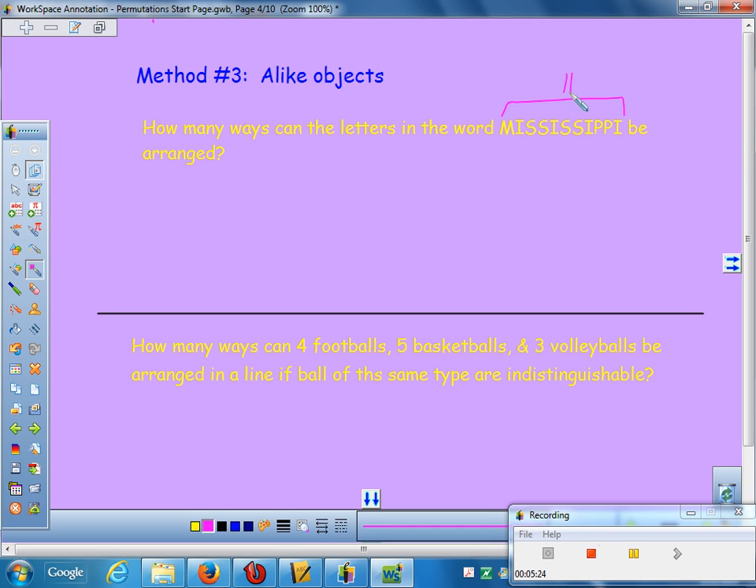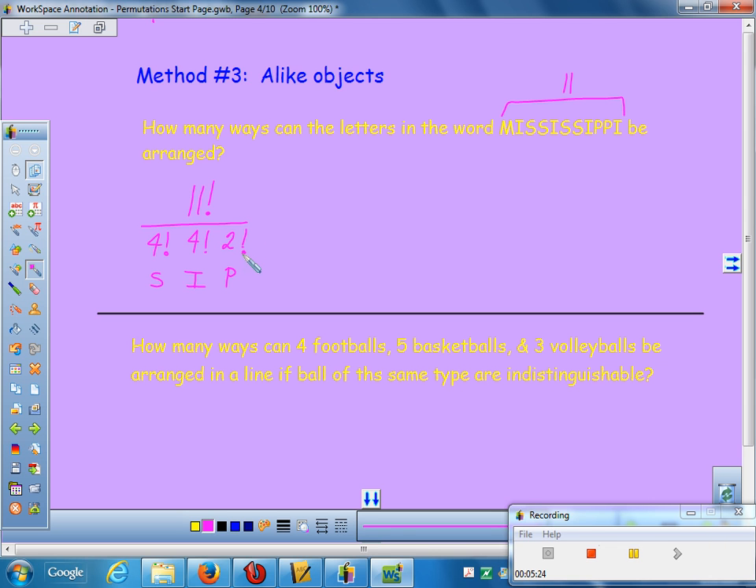So how do we do it then if there's repeated letters? Well, in this case, you would go, I've got 11 factorial. Then you have to divide out what you have that look alike. Okay, so how many S's do we have? There's 4 S's, so you're going to divide by 4 factorial for the S's. Okay, what else is alike? I's, how many I's? 4, so you're going to divide by 4 factorial again for the I's. Anything else that's repeated? P's, so 2 factorial for the P's.